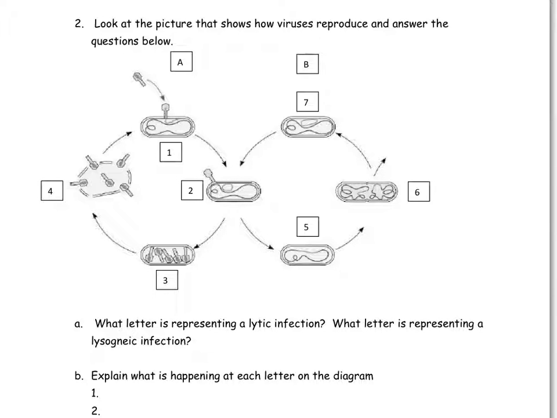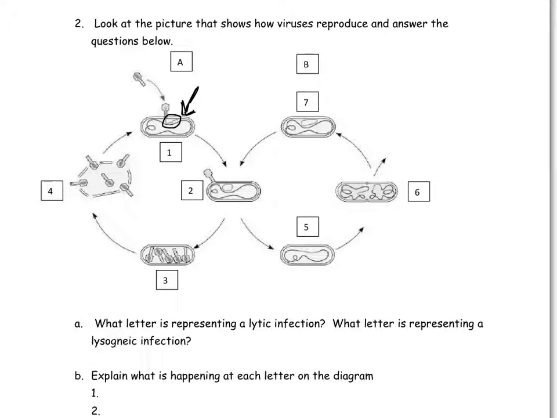So let me talk a little bit about each one, and then as I talk about it, you can fill it in at the letters below. So here at step 1, what is happening is the virus, in this case the bacteriophage, is attaching itself to the host cell. The host cell is this right here, which is the bacteria, and it's going to inject its genetic material. That's what you see going on there.